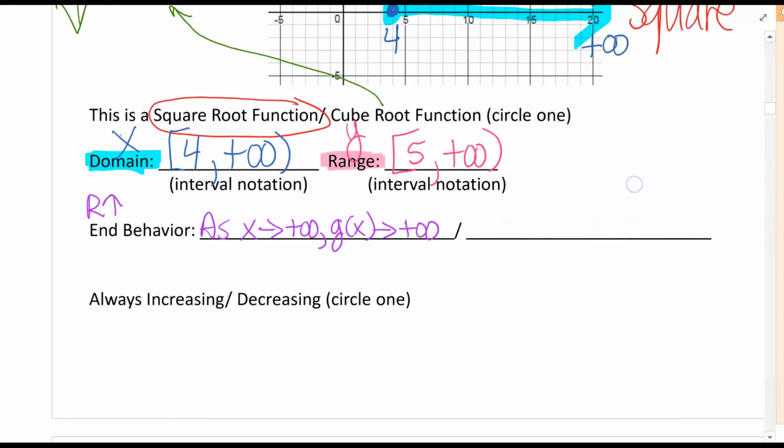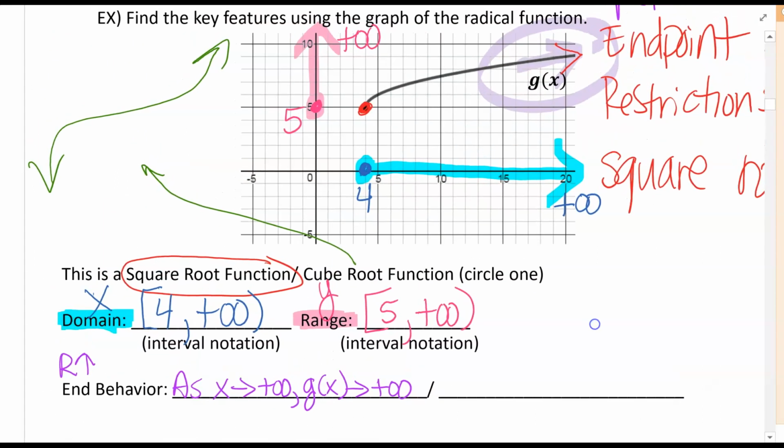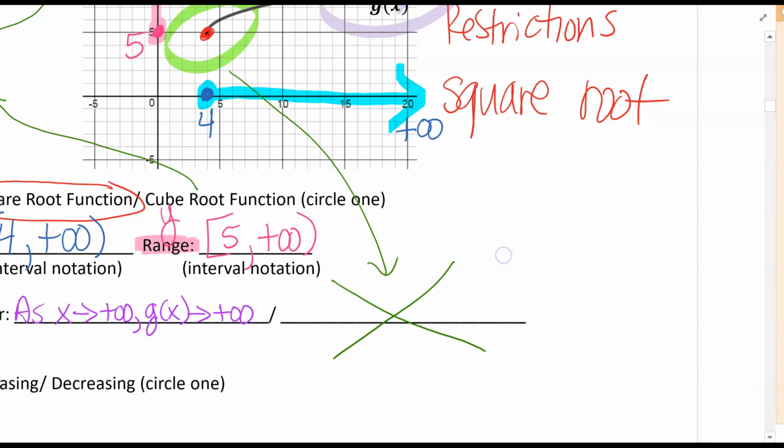Okay, then we're going to look at the other side. The other side, there is no arrow, it is an endpoint. So because it's an endpoint, I don't need the other side of the end behavior, okay? It's an endpoint, so you do not use the end behavior for the endpoints, okay?